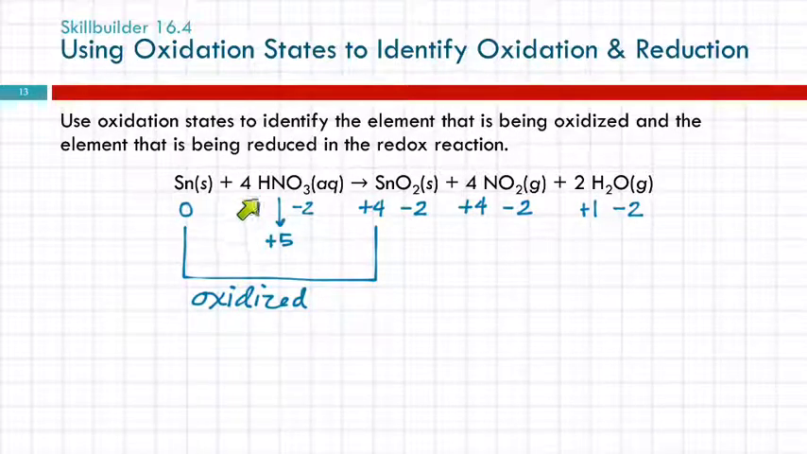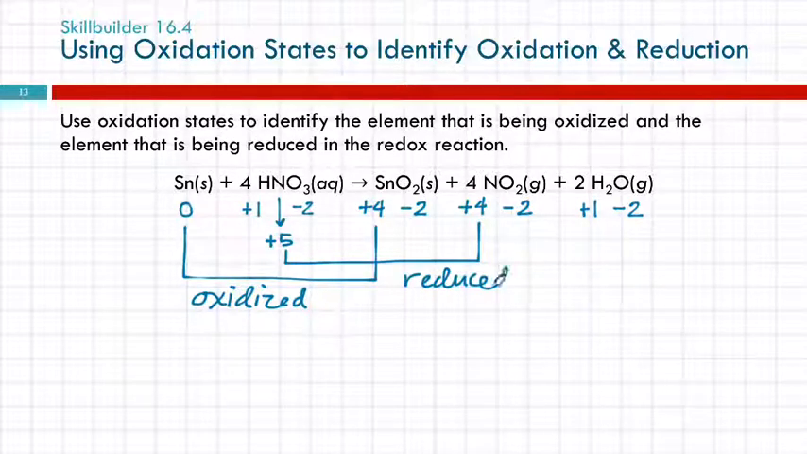Let's look at hydrogen. Hydrogen's going from +1 to +1. It's not changing. It's not being oxidized or reduced. Next element's nitrogen. Over here, nitrogen's +5. Over here, it's +4. It's being reduced. Oxygen, -2. Over here, it's -2 and -2 and -2. Nothing happening to the oxygen. Any questions?